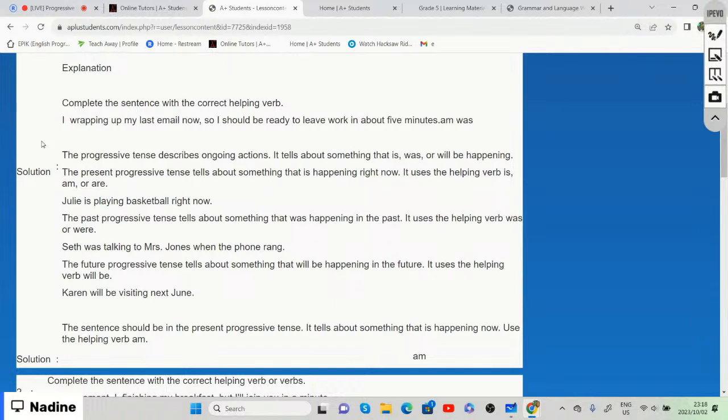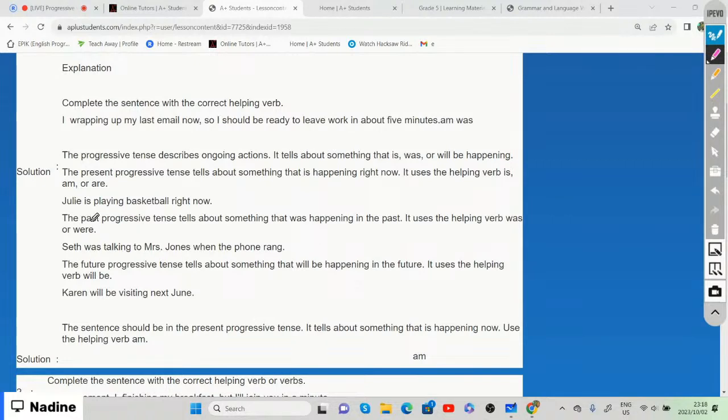And the past progressive tense tells us about something that is happening in the past, right? So the past progressive tense tells us about something that is happening in the past. And we use the helping verb was to refer to one person that did something in the past, and were that refers to more than one person that did something in the past.